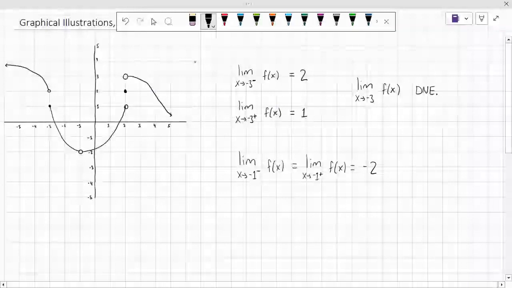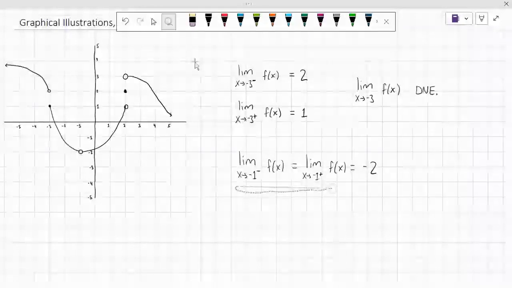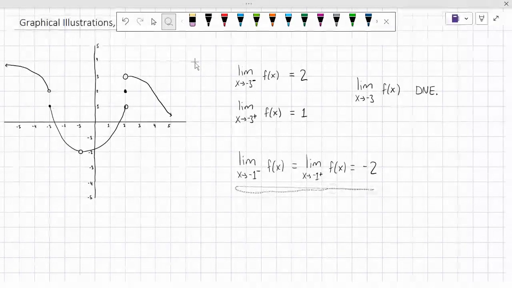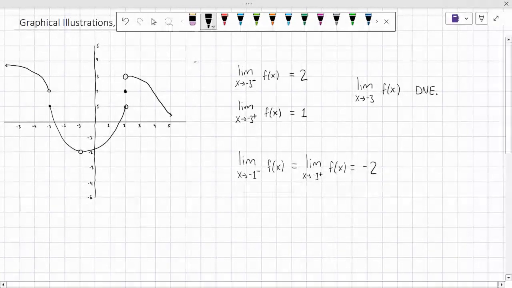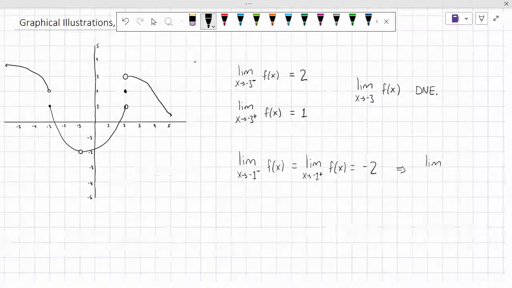But in contrast, at x equals -1, we do see that the limit from the left and from the right both exist and they give the same value of -2. So in this case, we will say that the limit as x is approaching -1 of this function altogether would be equal to -2, okay?